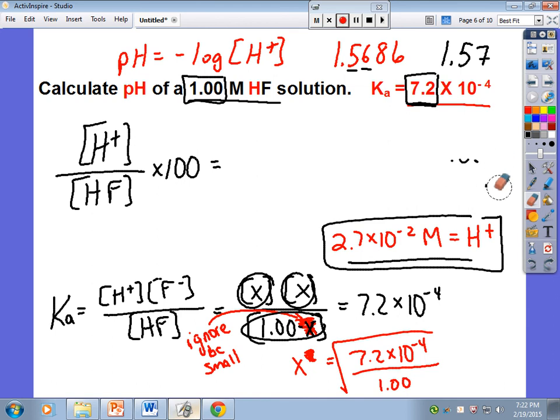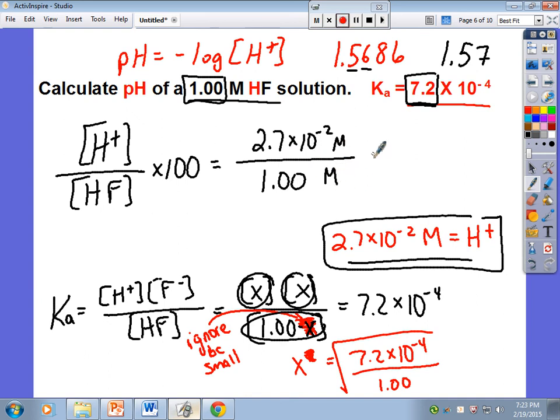So let's look at our values. What do we have here? Our calculated value was 2.7 times 10 to the minus 2. What was our starting value? 1.00, and these are molarities, aren't they? Times 100.